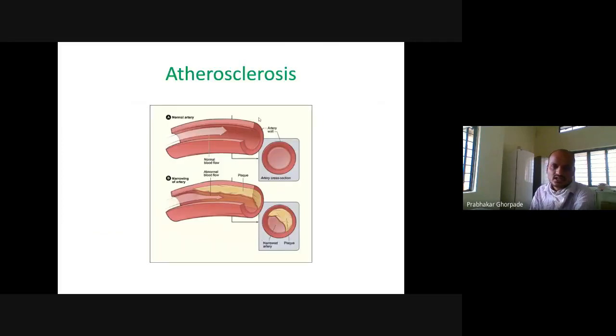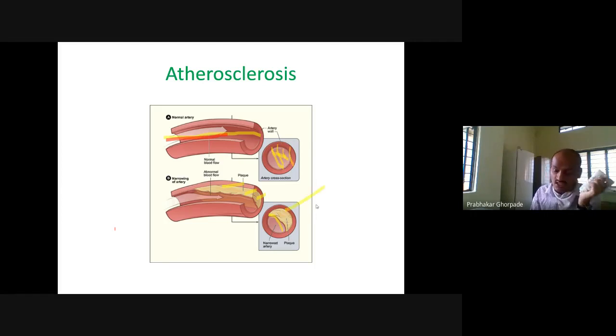So here is a normal artery. Blood should flow freely through this artery. But if it is atherosclerotic plaque, this yellow color formation is there. If this plaque is there, then the blood flow will not be normal. It will be hampered. So you can see this is a normal artery, but here there is plaque formation. You can see almost half the diameter is covered in this one.